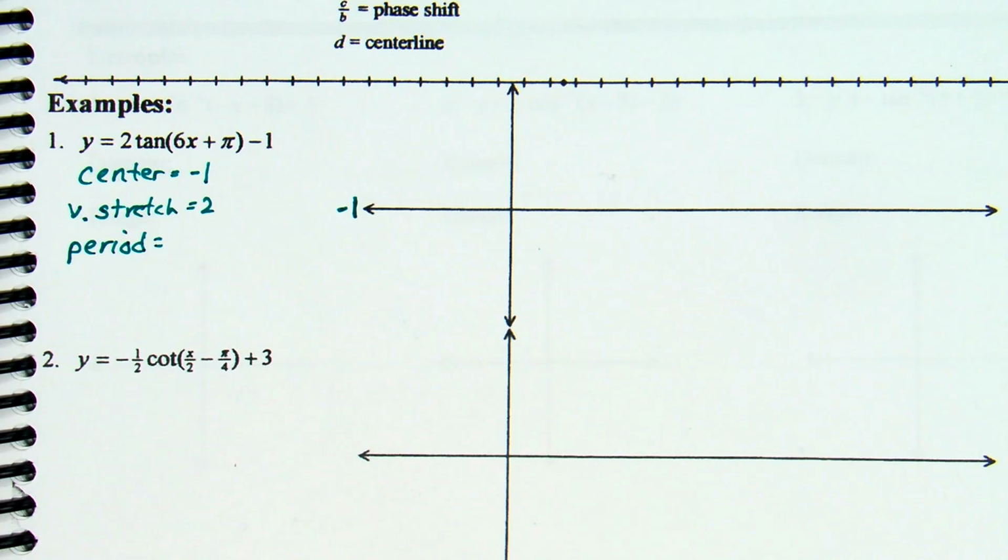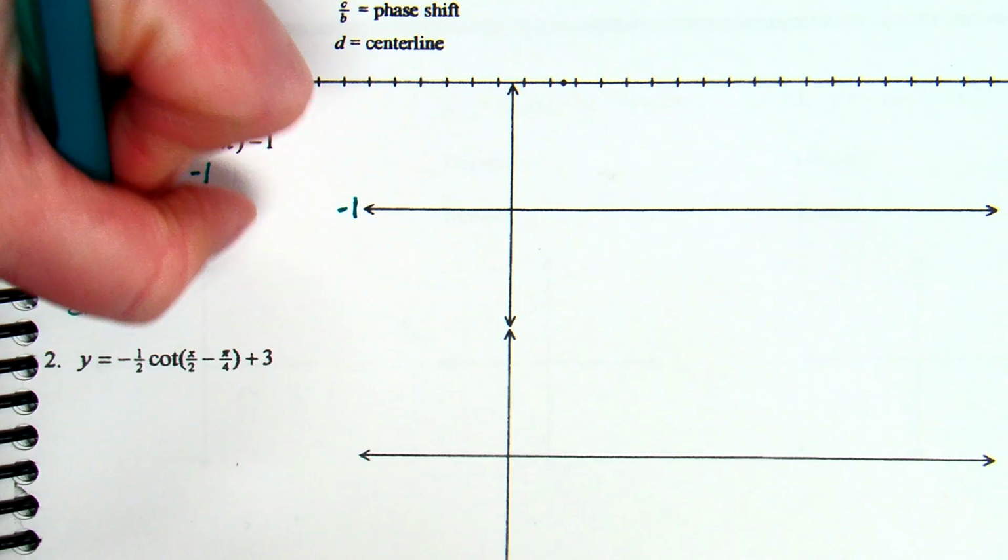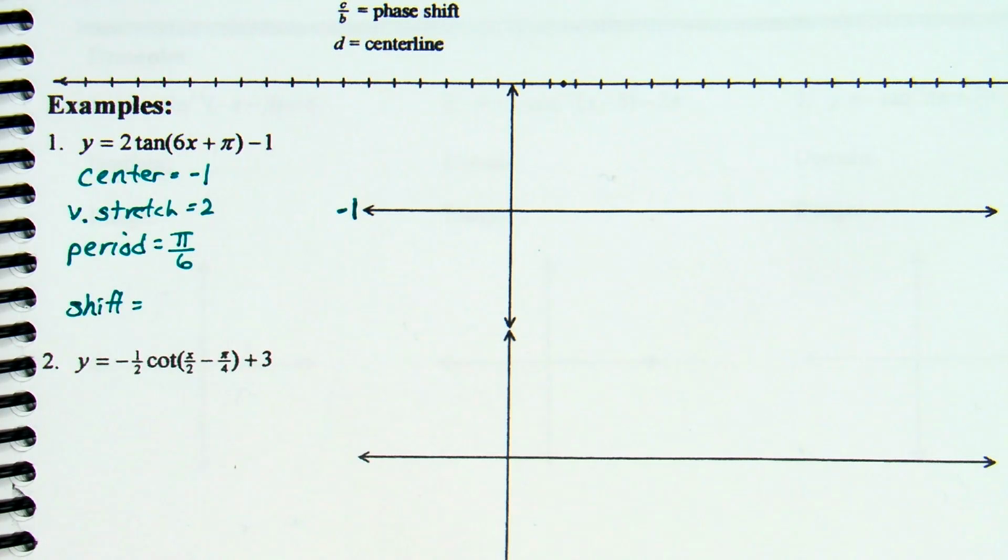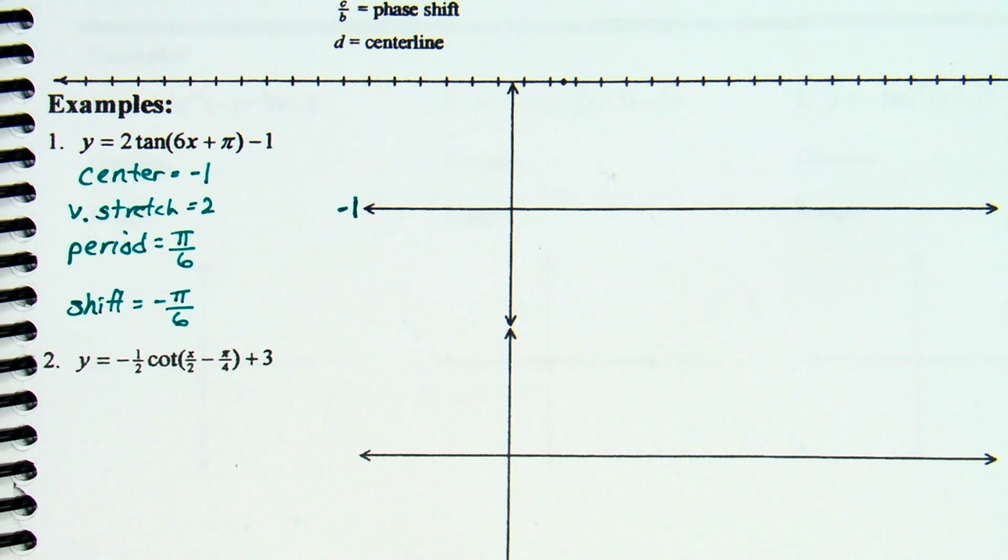What's my period? Pi over b, which is pi over 6 in this one. And do we have a phase shift? Opposite the sign, c over b. And so, negative pi over 6.